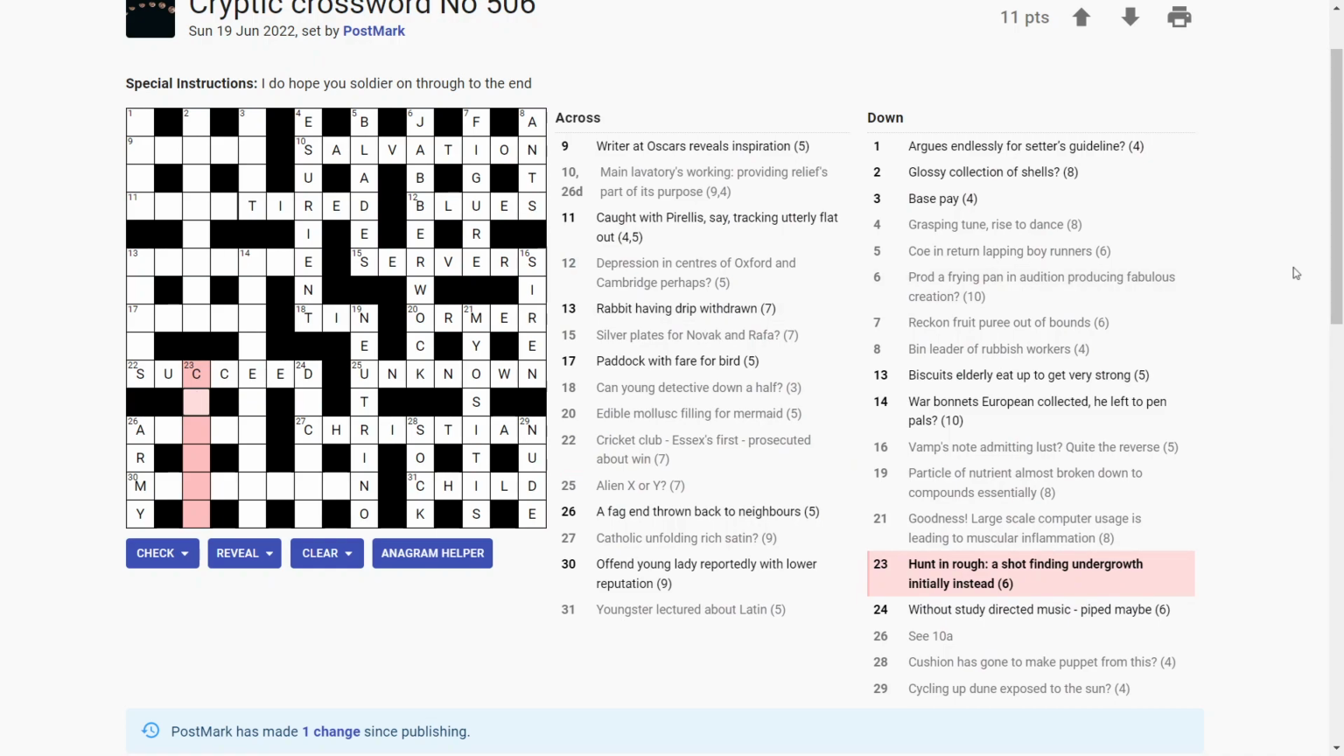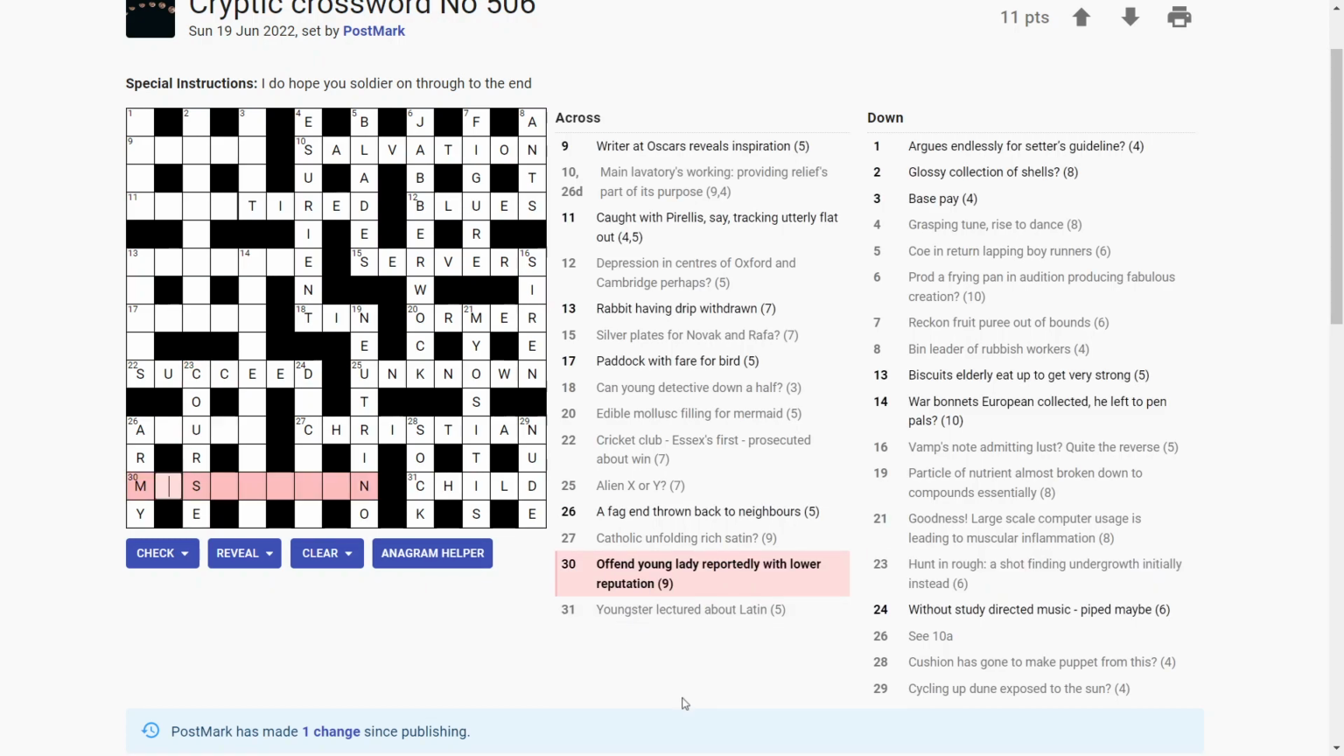Hunt in rough, a shot finding undergrowth initially instead. So we want the word for rough, taking out the A and putting a U in, and we get hunt. Simple as that. Rough. So it's going to be course. It's hunt, I think, isn't it? A hunt is a course, I think. So it's COARC, rough, and then we got rid of the A and put in a U, which is first letter of undergrowth.